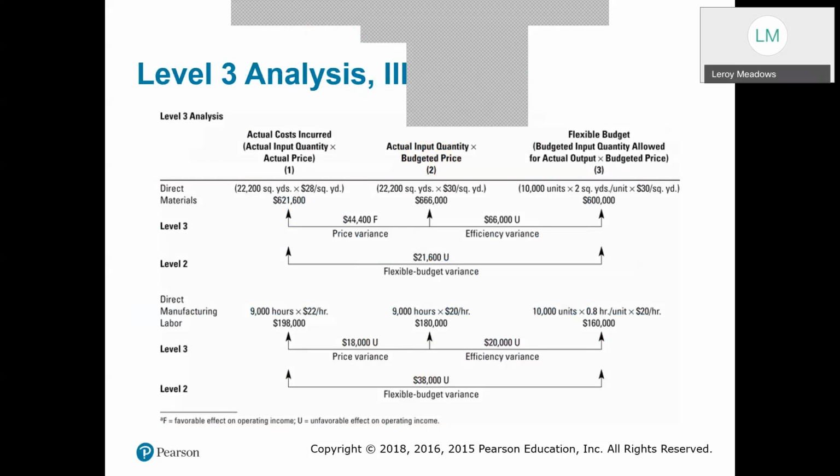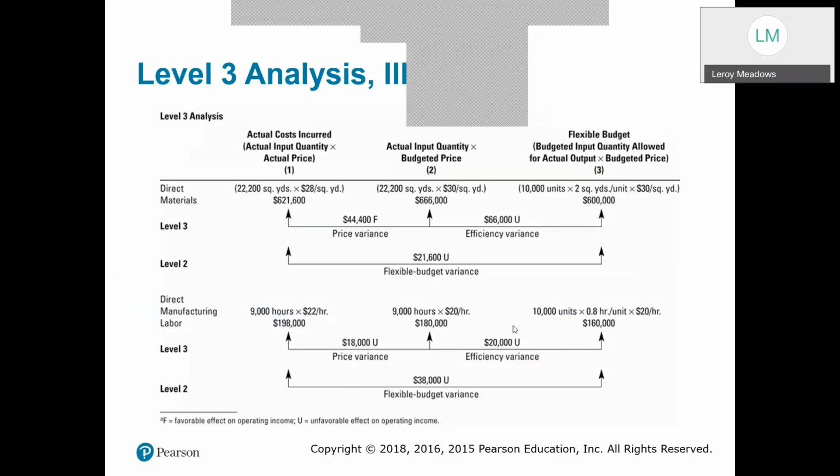Why do we care about getting these variances? Well, we want to know where we're going as far as the price and the efficiency variance, because if this is unfavorable, or favorable, it should ask us, why was that price variance there? Did we pay more? In this case, we did pay more. We paid $22 an hour for direct labor, and we were only budgeted for $20 an hour for direct labor.